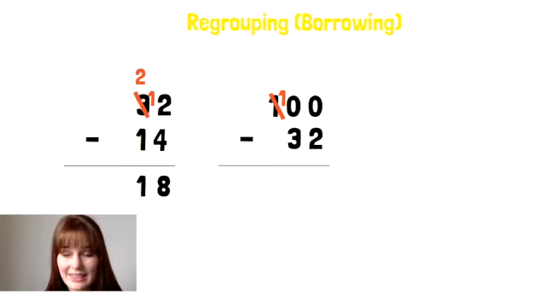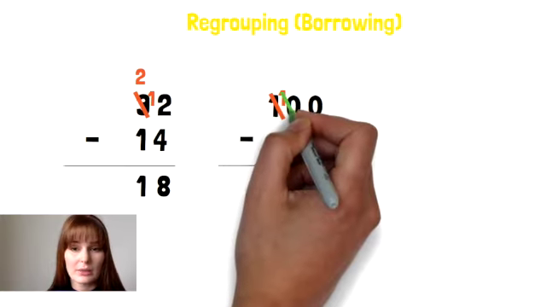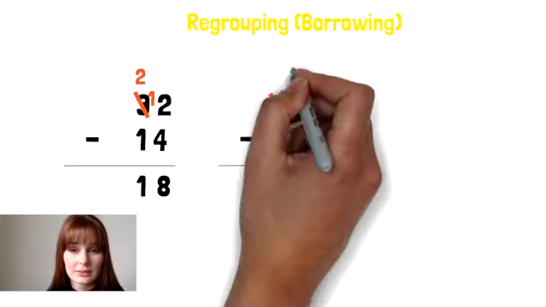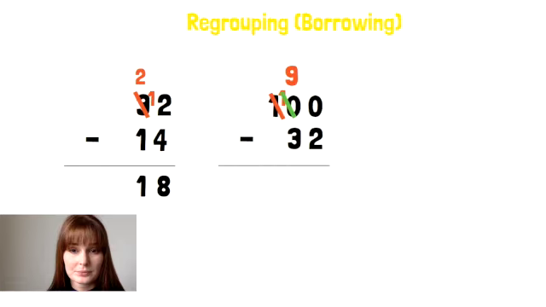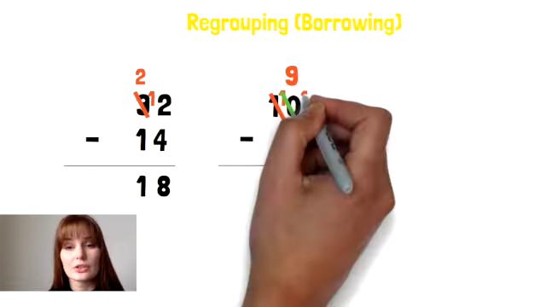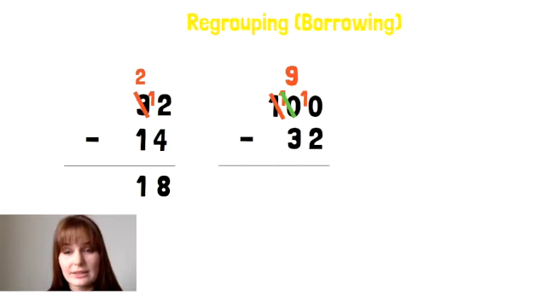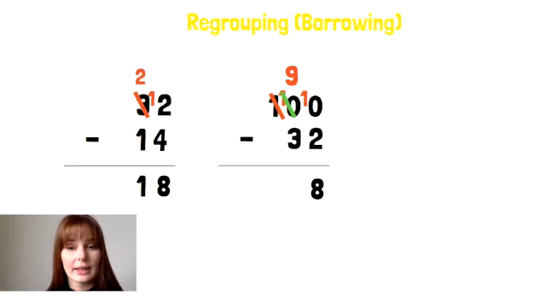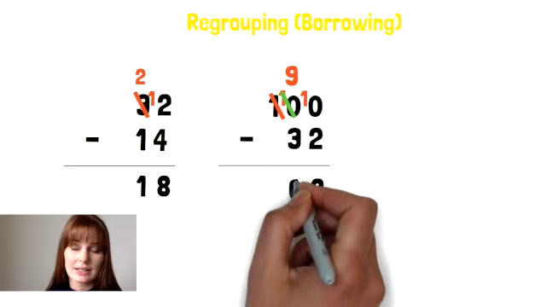We make a 10 there. It still doesn't help me in my units, so I need to cross it out, make it a 9, and then move the 10 over to the units column. Now I finally have something I can work with in the units column. 10 take away 2 is 8, and 9 take away 3 is 6, so 68.